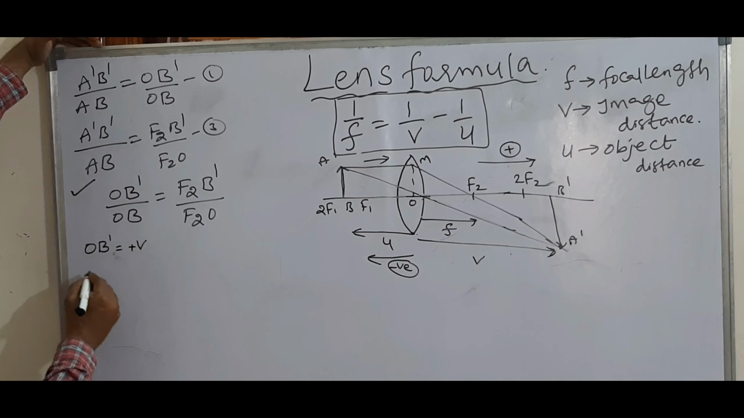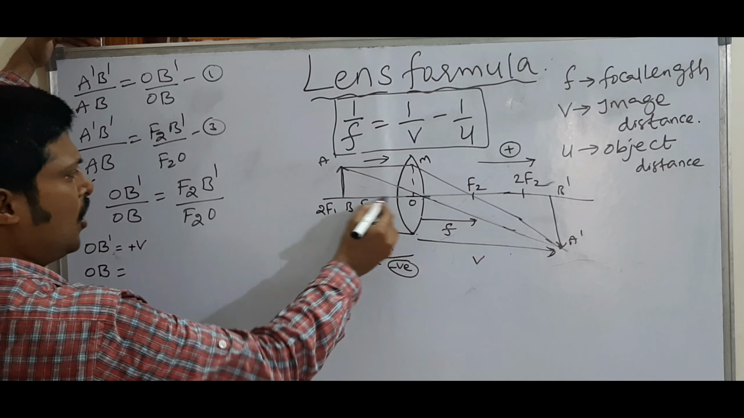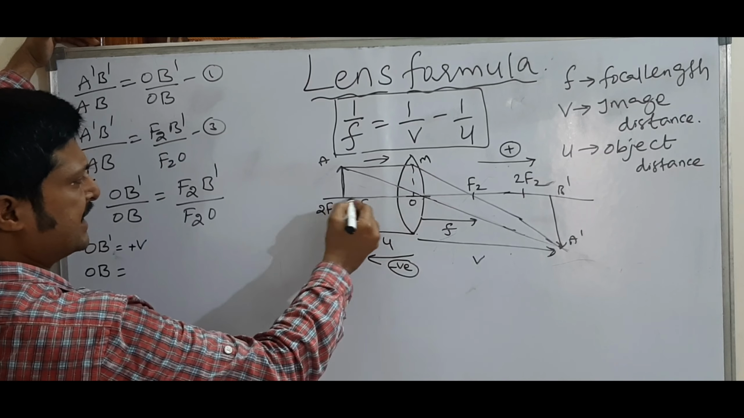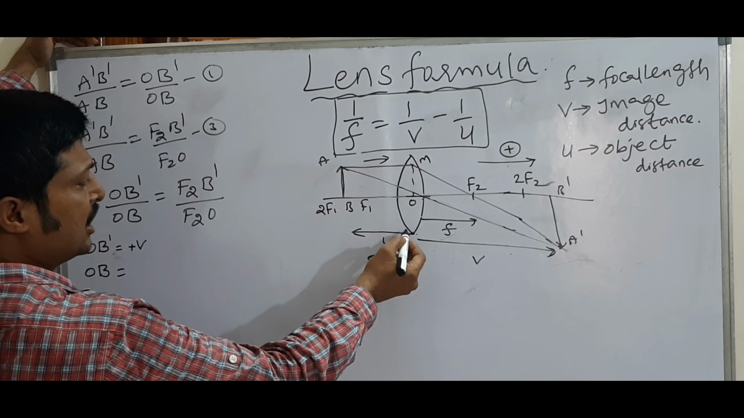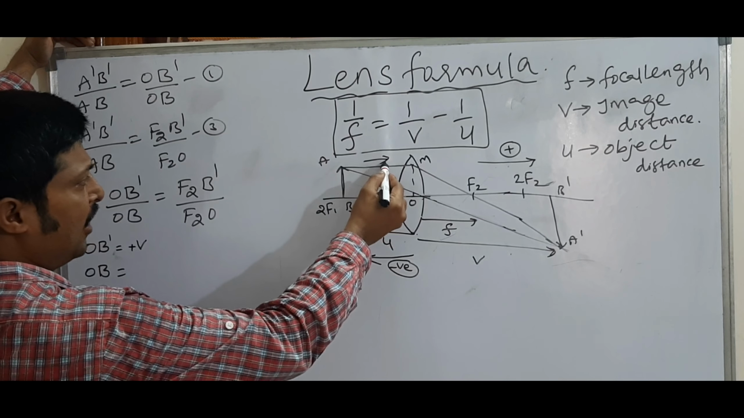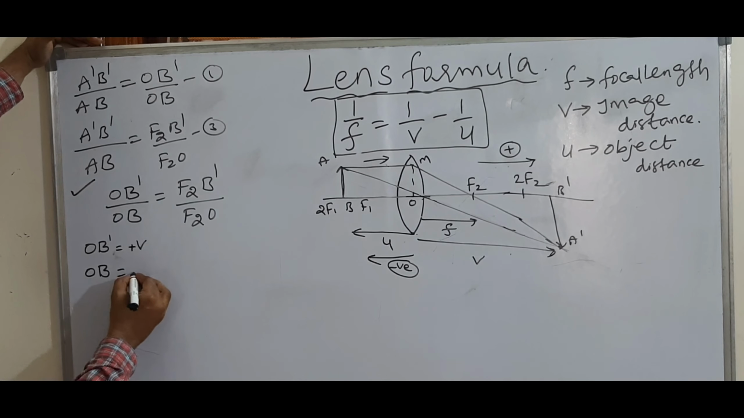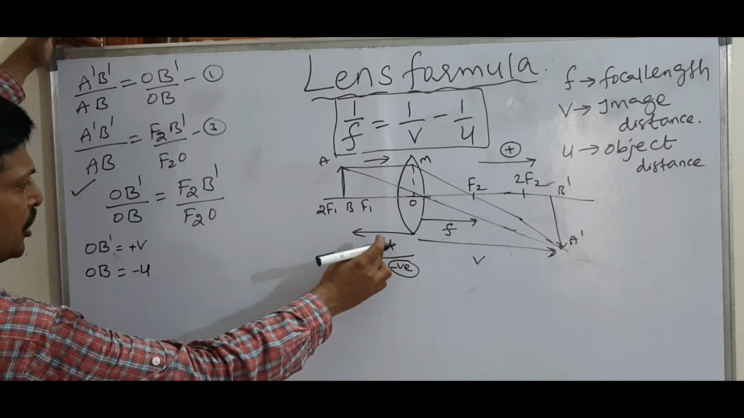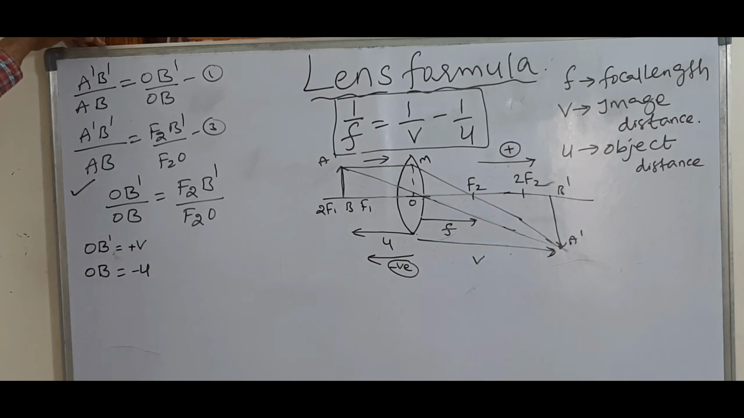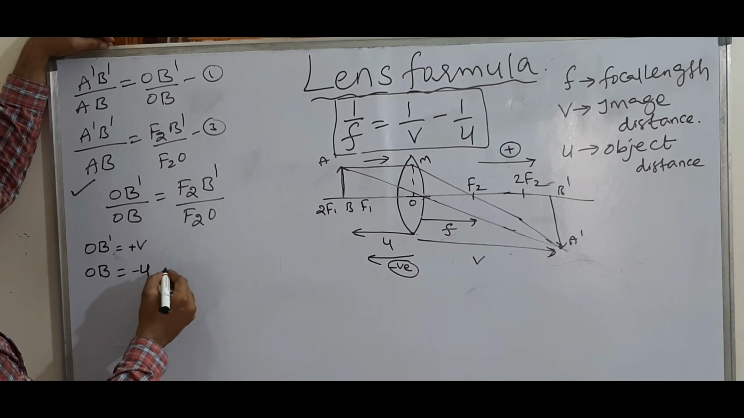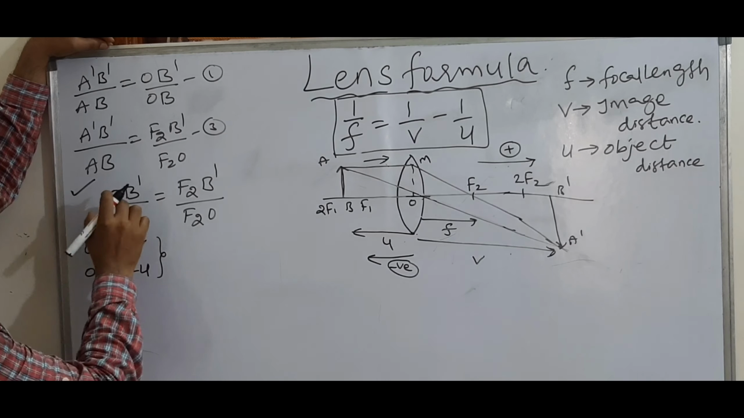Next, OB. See here, OB is the object distance. The object distance is in the opposite direction of the incident rays, and the opposite direction of incident rays is taken as negative. So this is minus U. Completed this one.